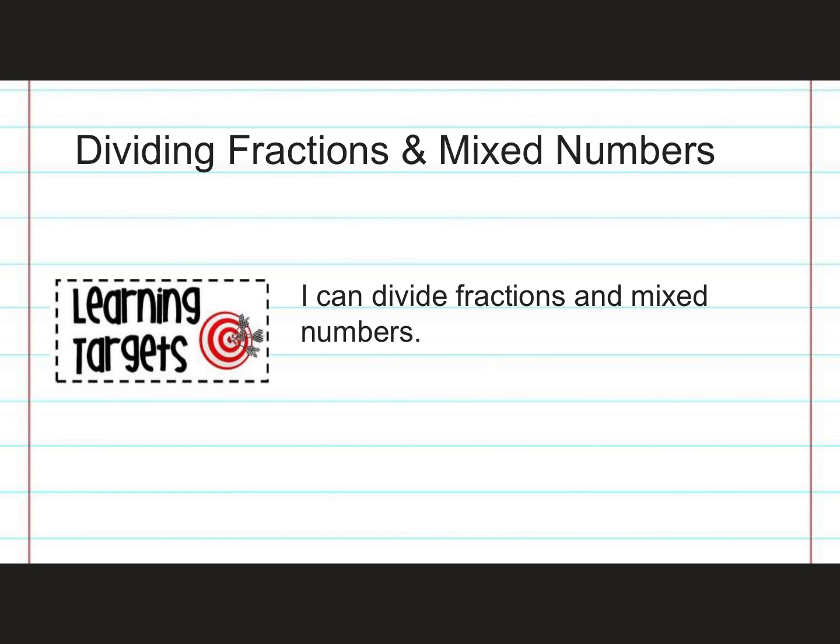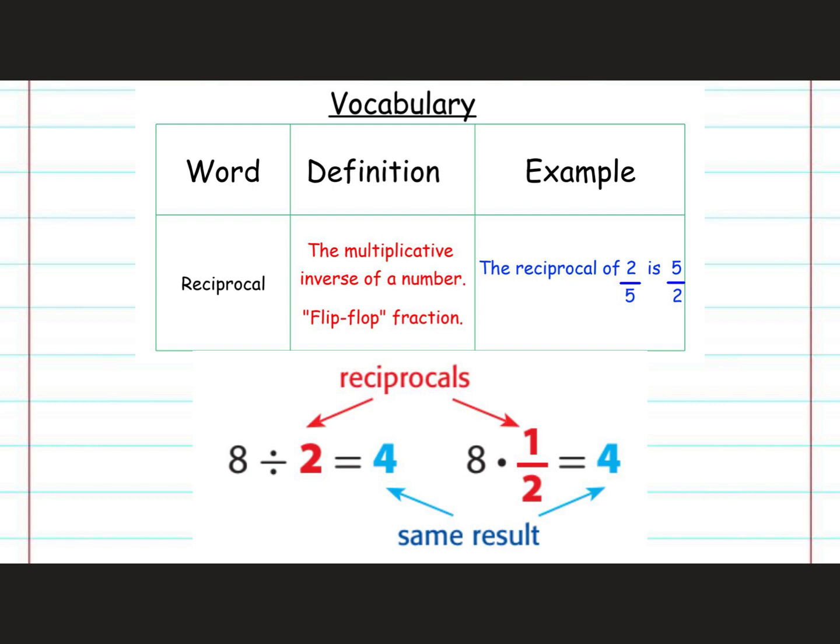Hello, sixth graders. Today we're looking at dividing fractions and mixed numbers. The vocab we need to know is the word reciprocal, which can also be called the multiplicative inverse of a number. It's when you take the fraction and you flip it. So for 2/5, the reciprocal or the multiplicative inverse would be 5/2. You just flip the numerator and the denominator. And this will help us when we are dividing fractions.